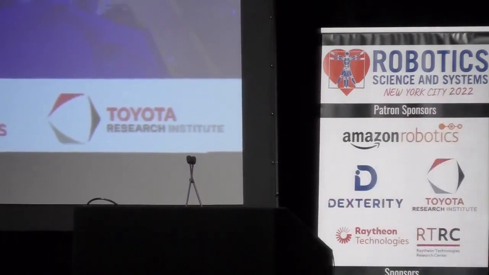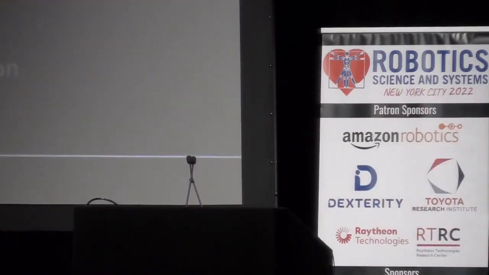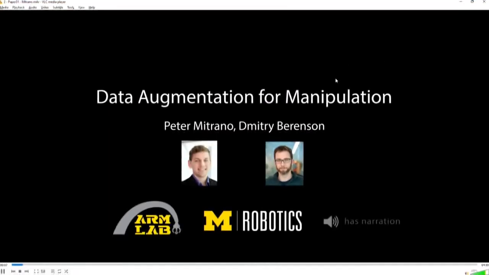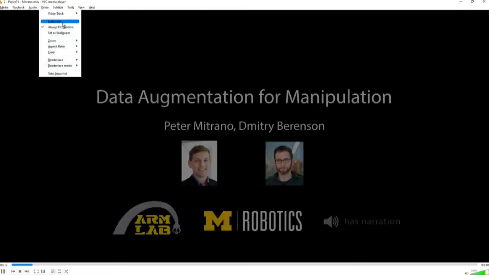I'll be discussing our paper titled Data Augmentation for Manipulation. In this work, we propose a data augmentation algorithm to increase data efficiency for learning robotic manipulation.